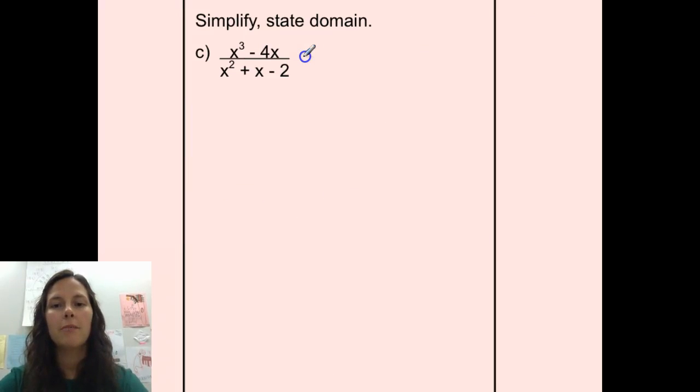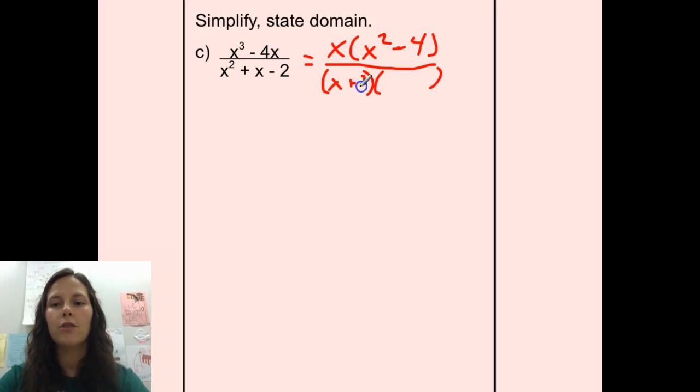One more example, this time in the numerator we have that GCF of x, leaving me with x squared minus 4. In the denominator we have t-chart again. What multiplies to negative 2 and adds to positive 1, that would be a positive 2 and a negative 1. We don't have any common factors that will cancel.